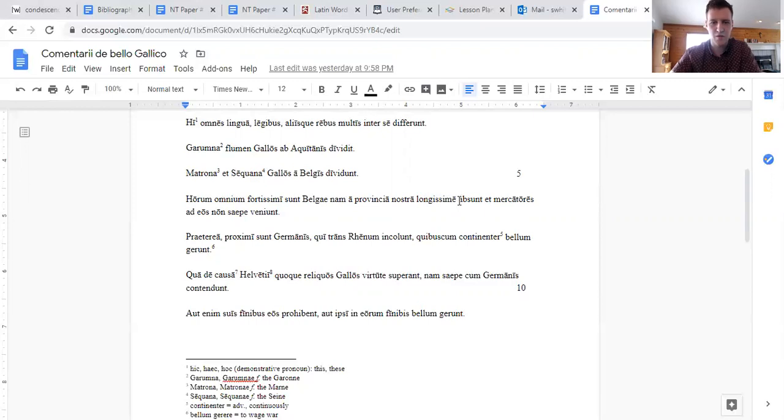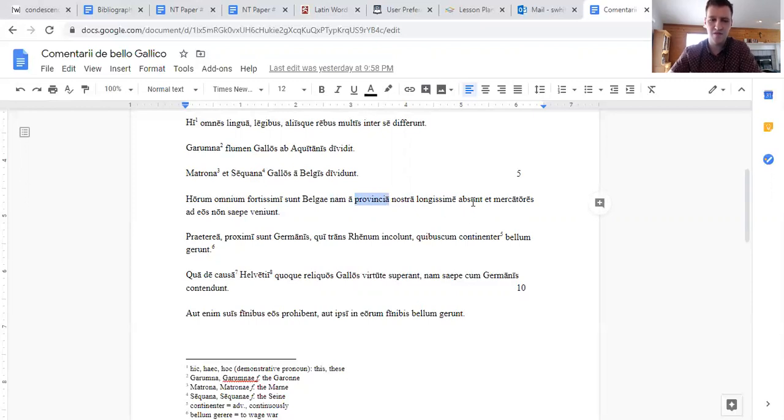So let's take our verb before we translate it. The Belgians are the strongest of all these because absunt. They are absent. They are away from. And now we can take the adverb. They are furthest away from our province, another ablative of separation. I think I asked you about provincia in the homework. It's an ablative of separation.